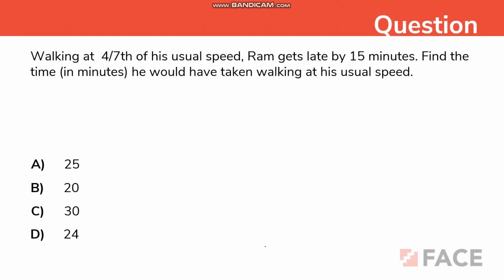Walking at 4/7 of his usual speed, Ram gets late by 15 minutes. Find the time in minutes he would have taken walking at his usual speed.